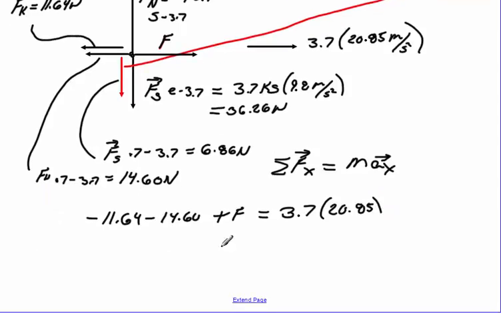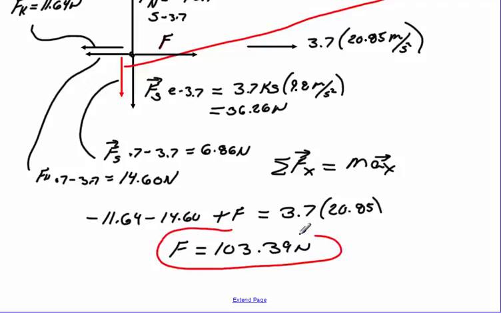Okay, so now I move these to the other side, I solve for F, and I will get a value of 103.39 newtons. Okay, let me just check that. I had run those earlier, just make sure that is correct. 11.64 plus 14.6 plus 3.7 times 20.85. Yeah, exactly, 103.39 newtons. All right, good problem.